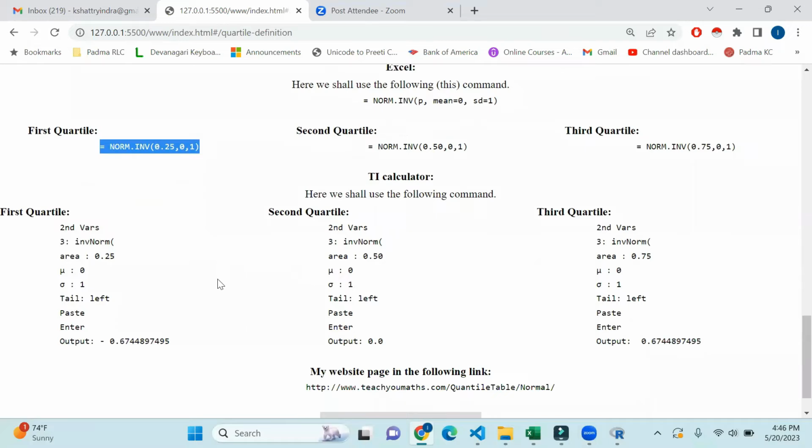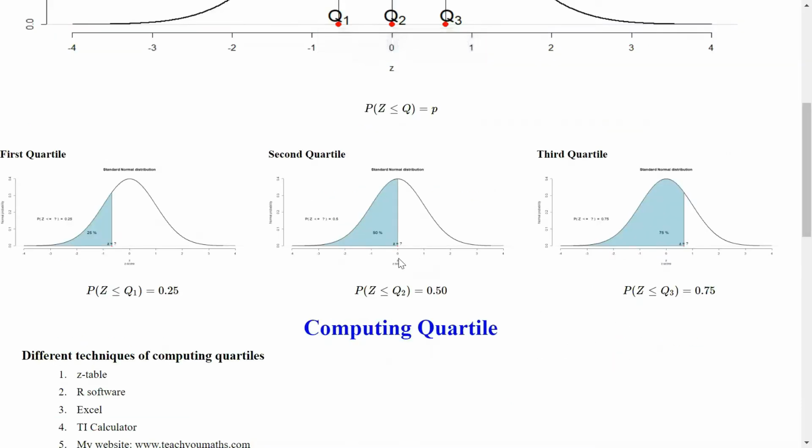If we input all this information in the output, we get the value of first quartile, second quartile, and third quartile as shown here. In the last step of the discussion, we shall consider a traditional method, that is use of z-table to find the quantile values.